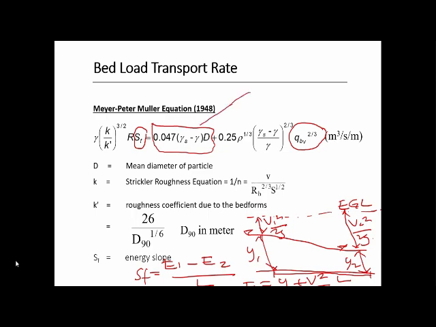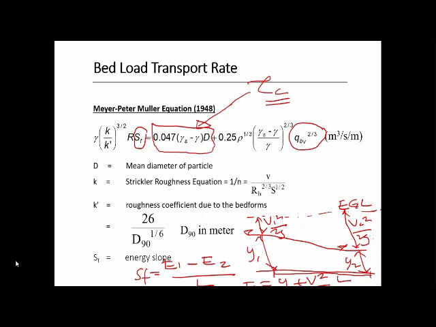I think the shear stress. Yes, that is the critical shear stress term for the Meyer-Peter Müller equation. Good. Very good. All right.